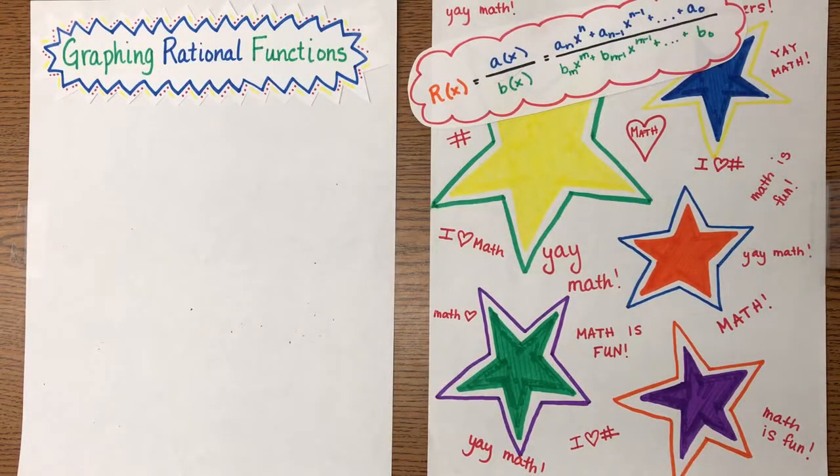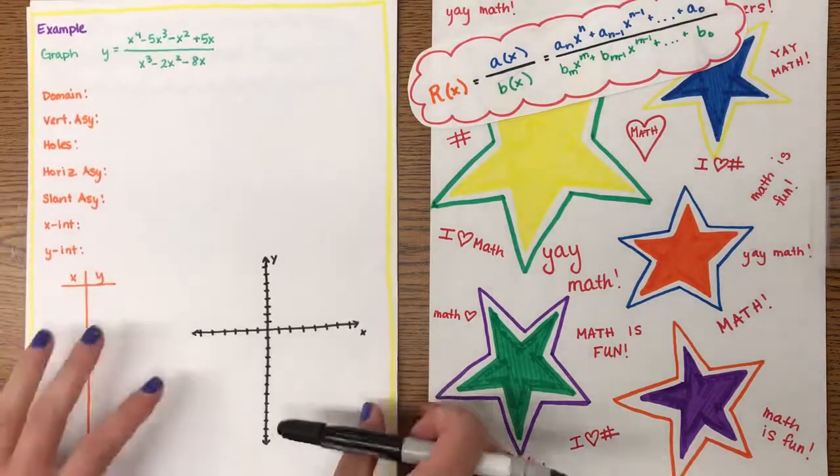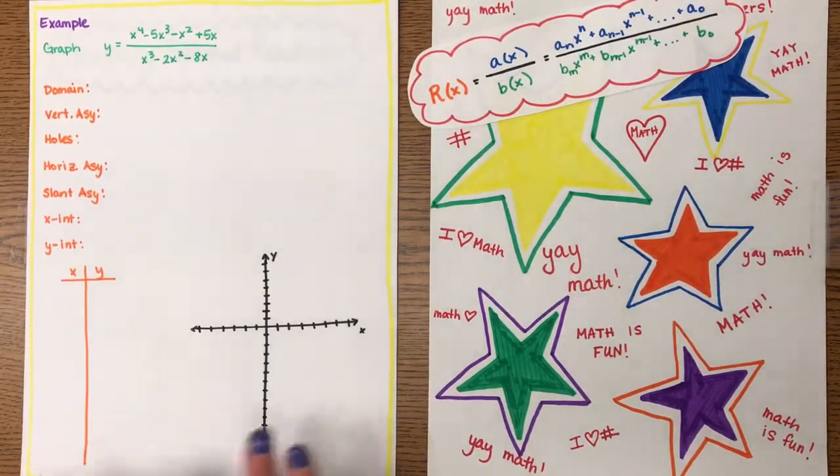Welcome back. We're continuing to graph rational functions. In this video, we are going to be looking at the example y is equal to x to the fourth minus 5x cubed minus x squared plus 5x over x cubed minus 2x squared minus 8x. This particular problem has a lot of things going on in it, but we are just going to approach it the same way that we approach all of our problems.